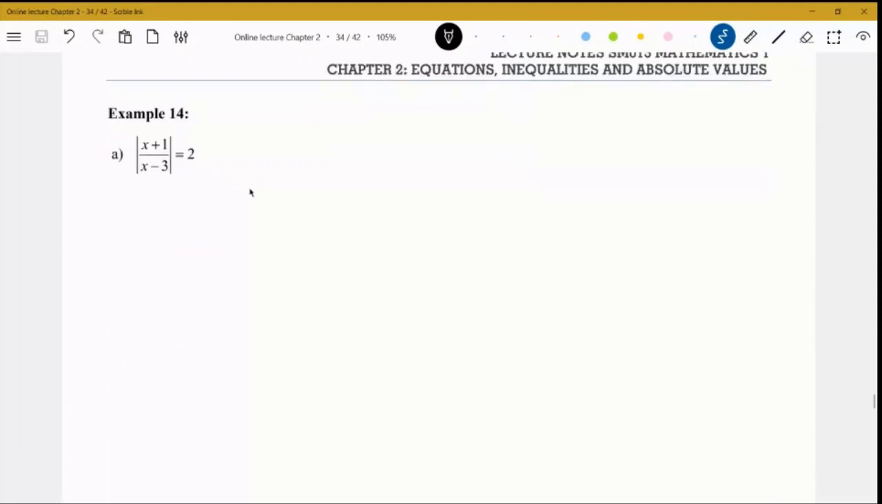Okay, so we have modulus of (x plus 1) over (x minus 3) equal to 2. First thing first, we have to split into positive and negative. So split dia adalah yang pada modulus. (x plus 1) over (x minus 3) for the positive fraction equal to 2. And then another one we have negative (x plus 1) over (x minus 3) equal to 2.